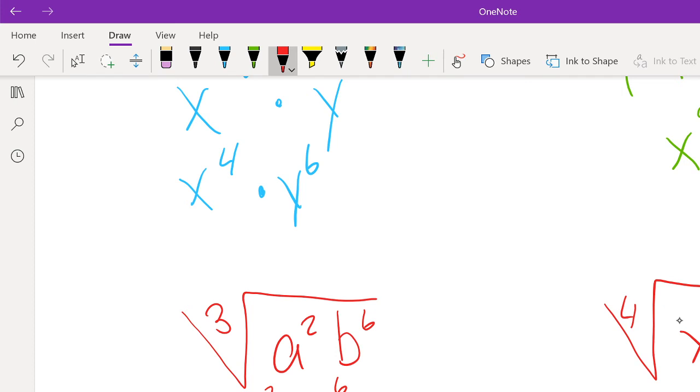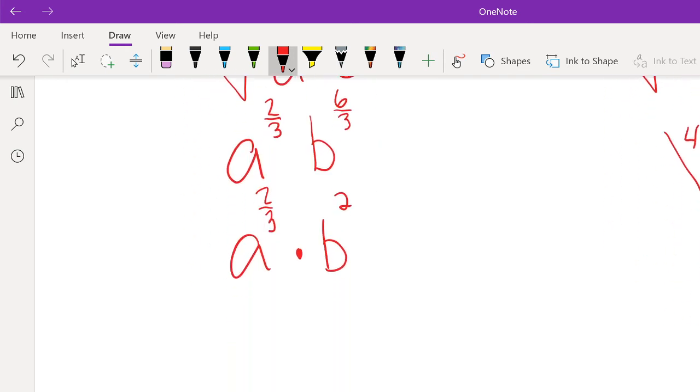So anyways, I would do 8 divided by 4. So this is x to the 8 divided by 4 power. 8 over 4 is 2. So this is x squared. And there we go.